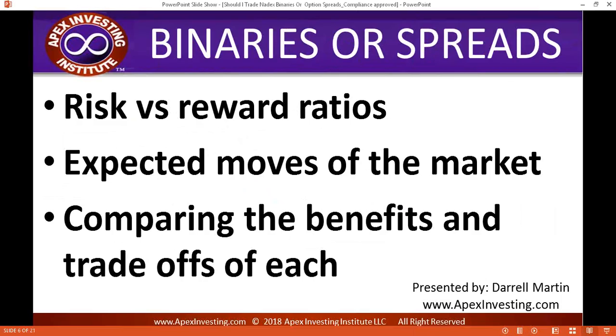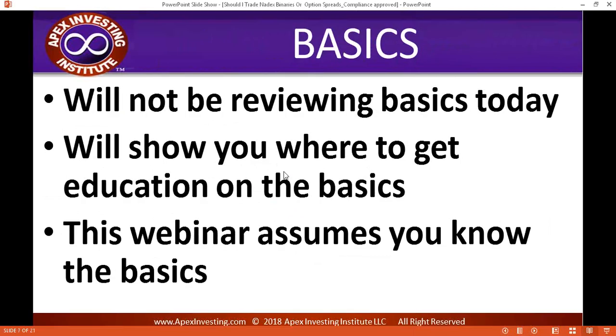So we're going to talk a little bit about risk and reward ratios and expected movements of the market. That's very big. What do we expect this to be, a big move or a small move? Where is the support and resistance? What is the range of the market today? Knowing some of that is going to help you choose a binary over a spread, perhaps. So we want to compare some of the benefits and the trade-offs of each.